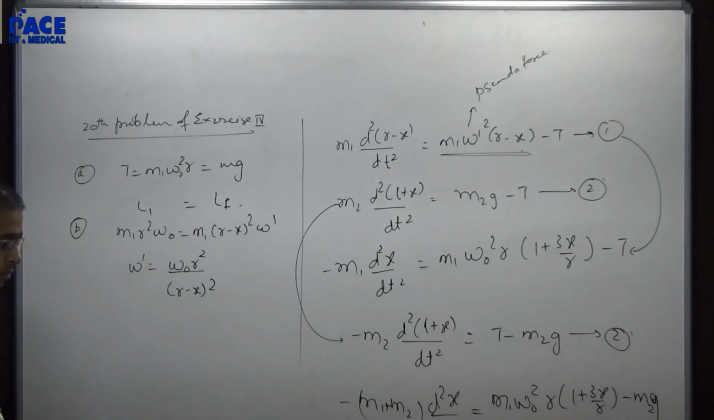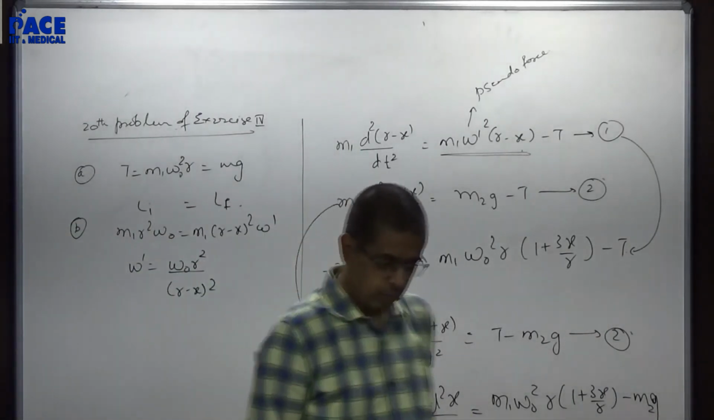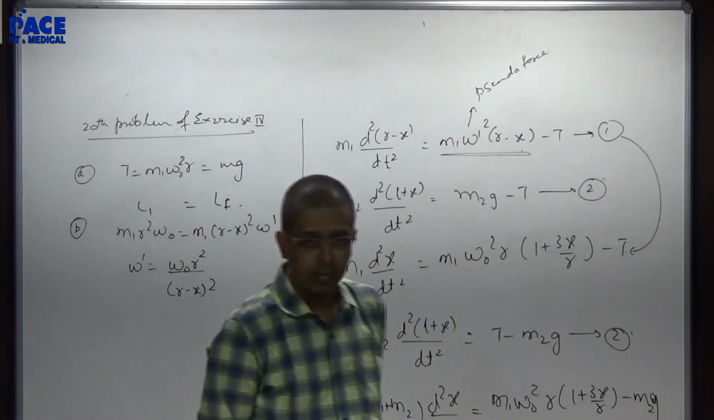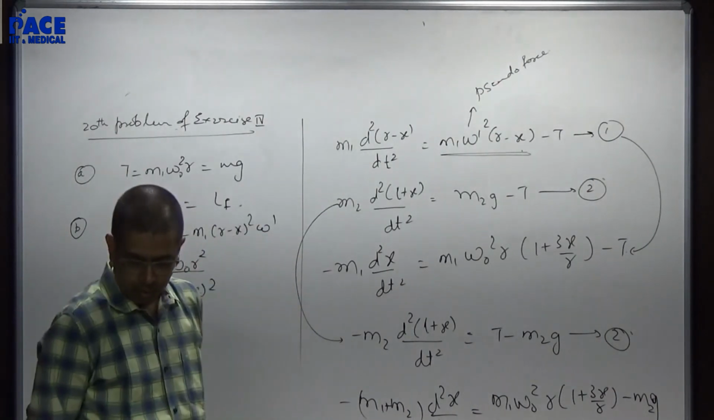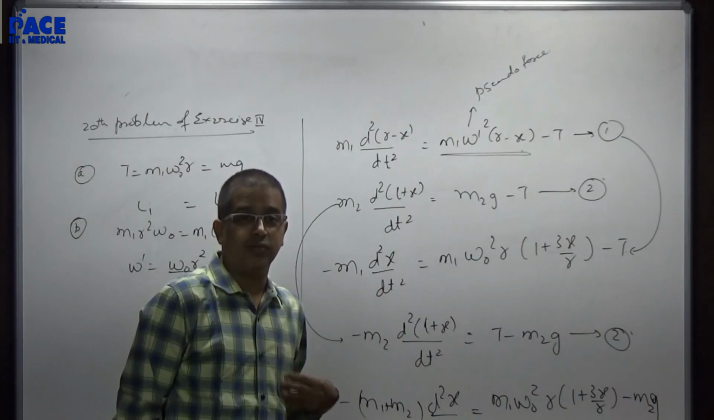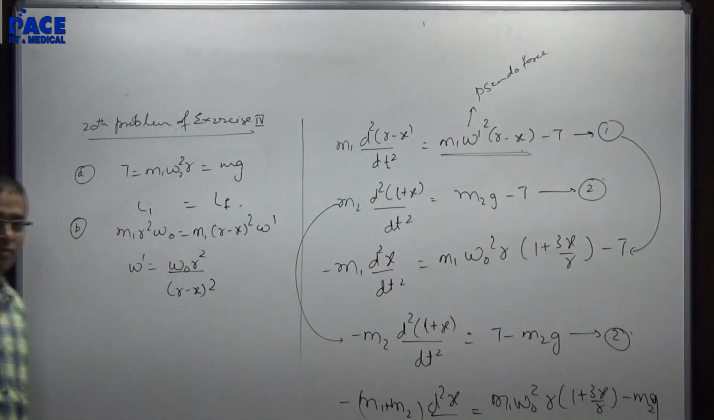Sir, in the 20 problem, we are pulling the mass M1 so that it performs small oscillation. So, sir, how is angular momentum conserved? You are pulling it through the center. Torque about the center of the circle is 0. So angular momentum can be conserved.